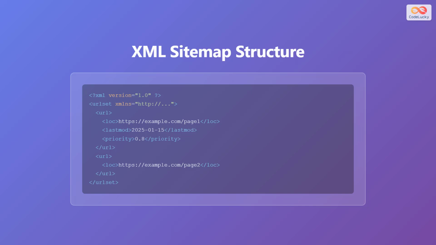An XML sitemap follows a specific structure. It starts with an XML declaration, then contains a root element called URL set. Inside this, each page is represented as a separate URL element. Each URL element can include the page's location or address, the date it was last modified, and other optional information that helps search engines understand your content better.